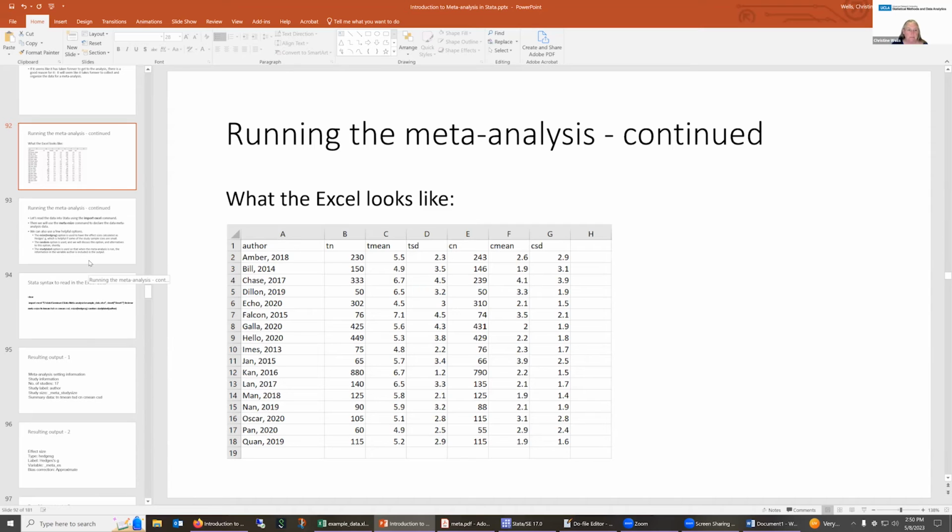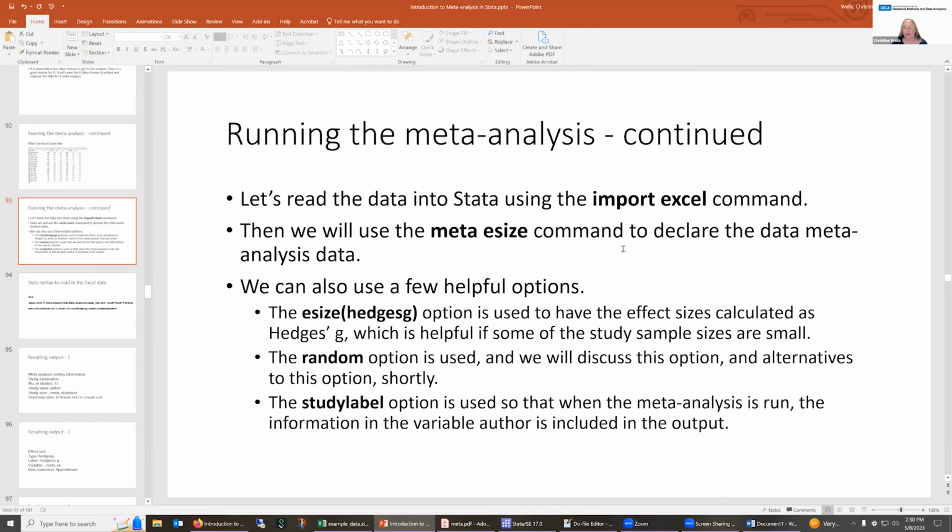We're going to use the import Excel command to read this into Stata, and then we're going to use the meta esize command to declare that the data are meta-analysis data. I'm going to use some options here. The esize hedges G option is going to tell Stata to use Hedges G instead of Cohen's D. The random option is used.